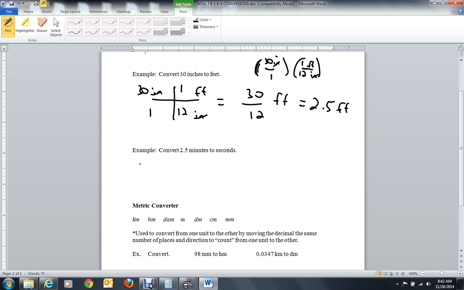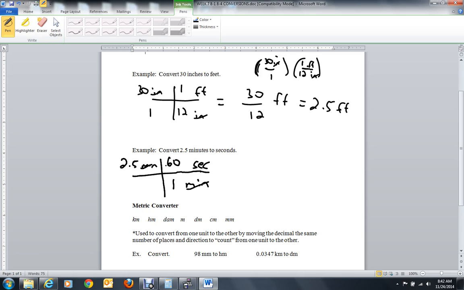So now let's do another one. 2.5 minutes to seconds. So I'm going to use my T-chart. 2.5 minutes. And we want the minutes to cancel, so put those down there. And we want the seconds to be on top, because that's what we want to be left with. Now what do you know about minutes and seconds? We know that 1 minute is the same as 60 seconds. I hope you know that.